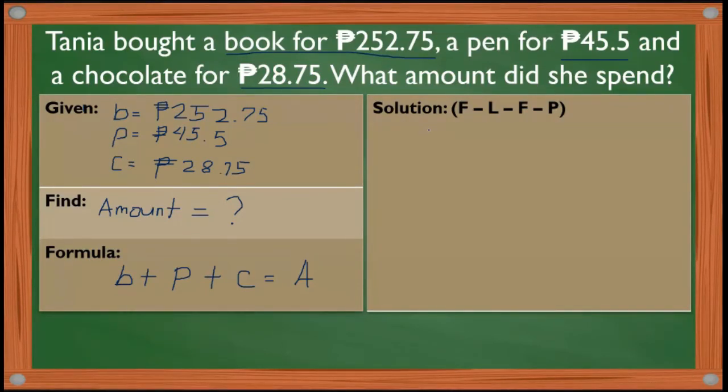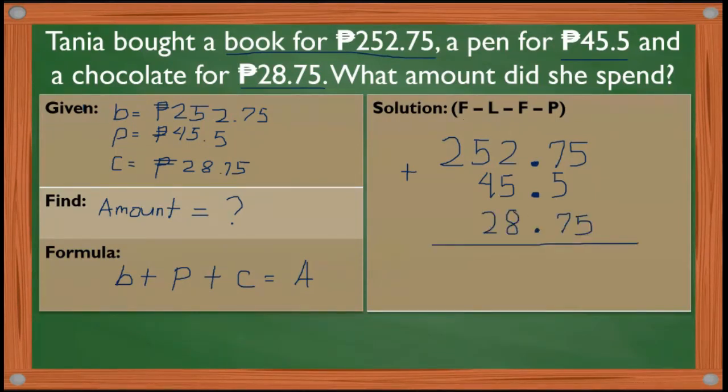Solution, FLFP. So that is the step now in adding or subtracting decimals. So let's have this. So find the decimal, 252.75. Next, we're going to add this with the pen, 28.75. We find the decimals, line up, and then the third one is to fill zeros. And then the last one is P, perform. It's either you add or subtract. What amount did she spend? Magkano lahat yung kanyang ginasto? So we need to add.